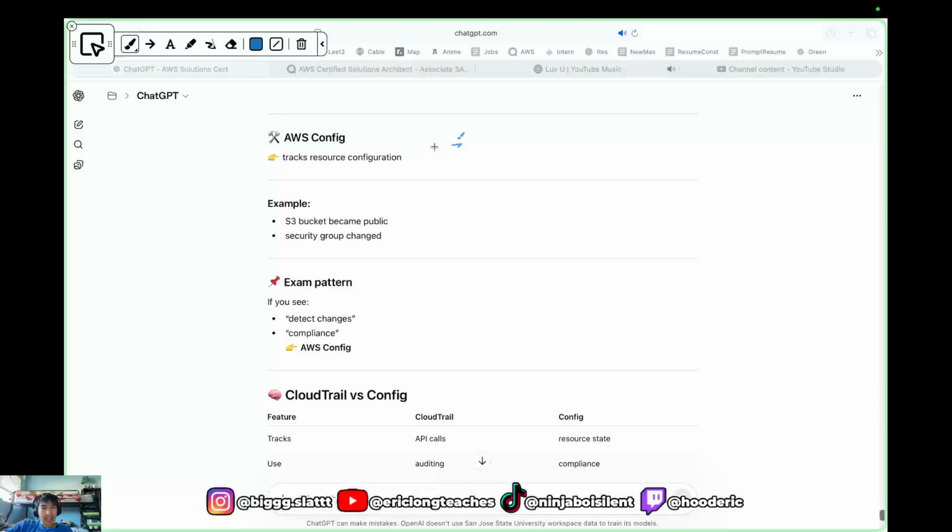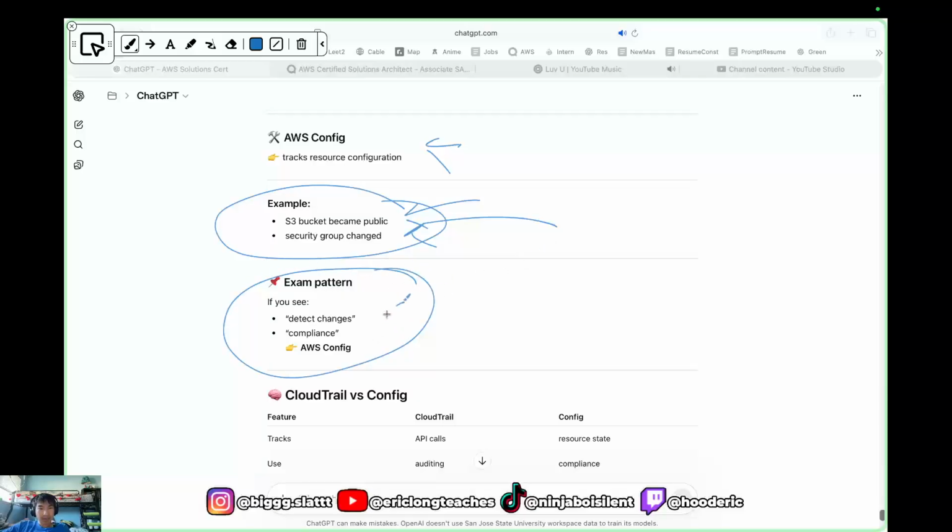Let's move on to AWS Config. So we go ahead and track our resource configuration. For example, what time S3 became public and which security groups have changed. And if we see something like detect changes and compliance, we could assume that will be an AWS Config problem. So one is like checking logs, and another is checking compliance.